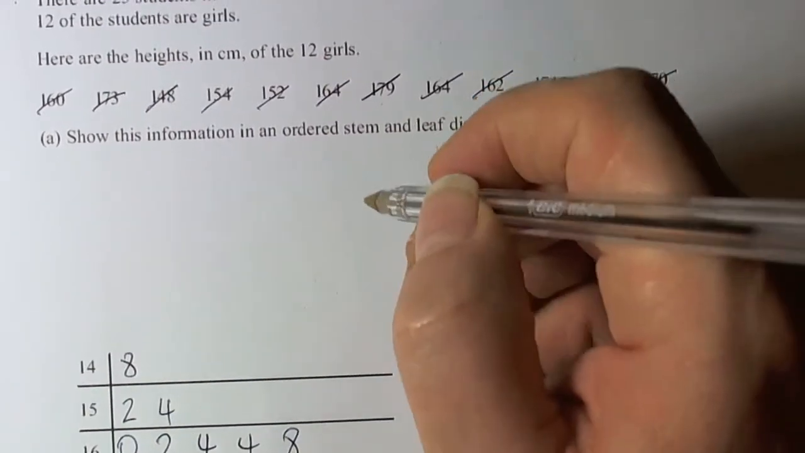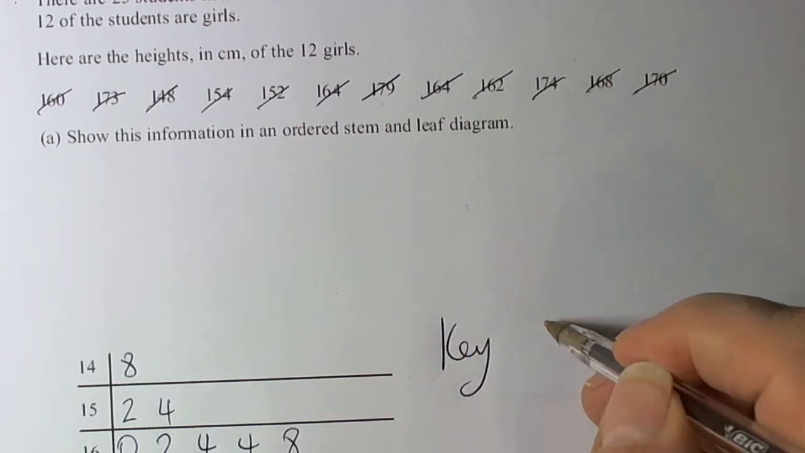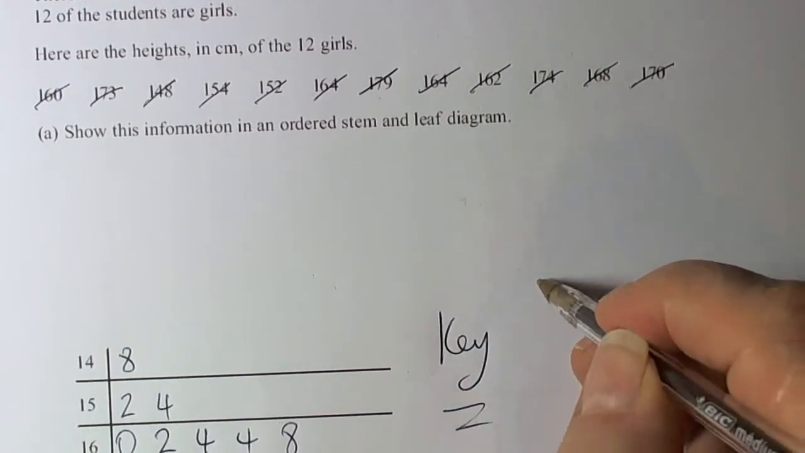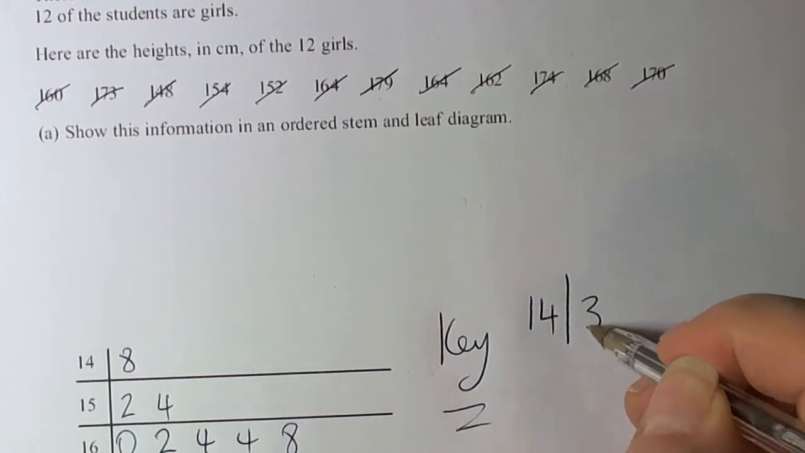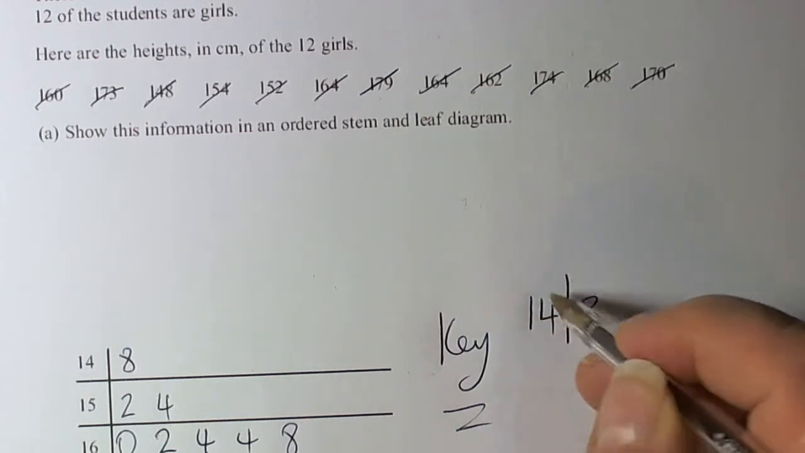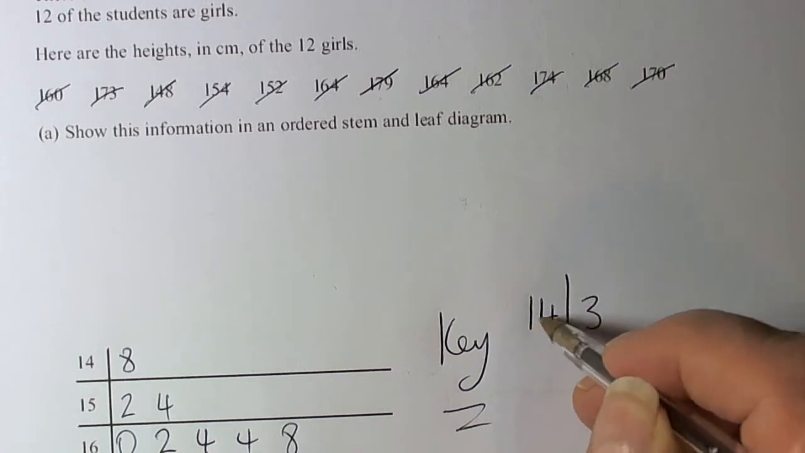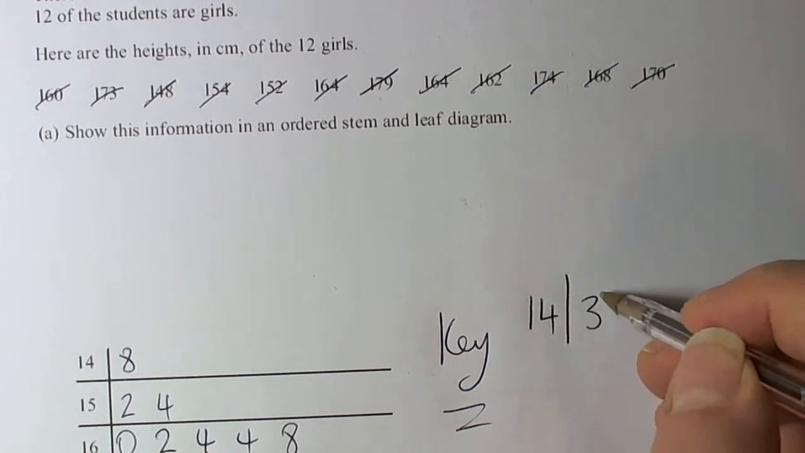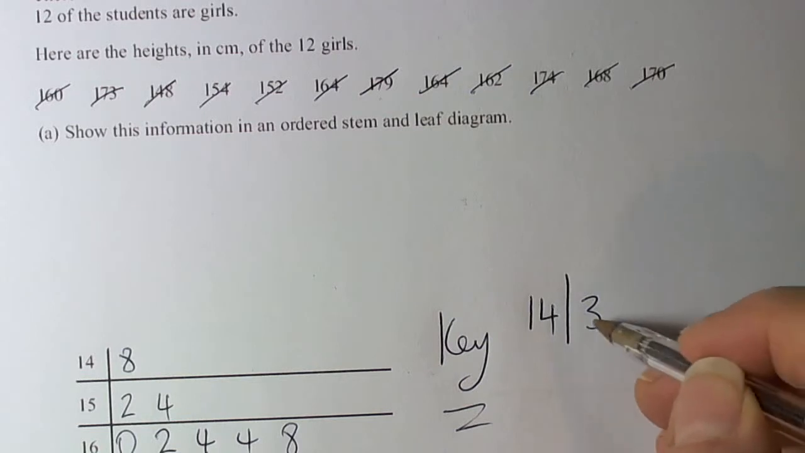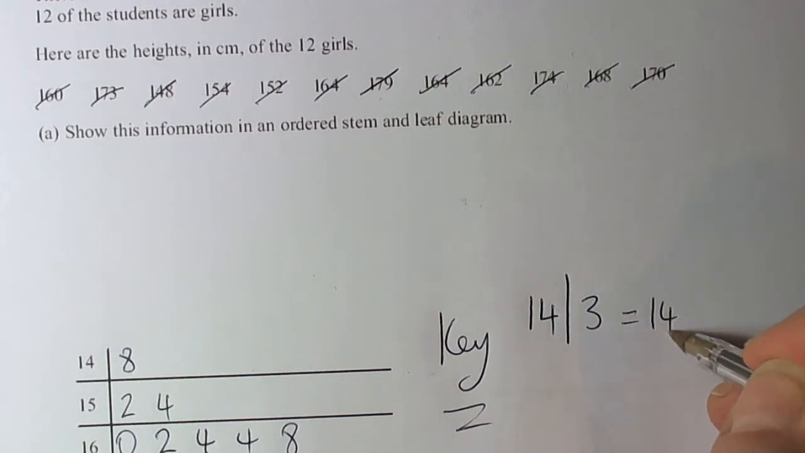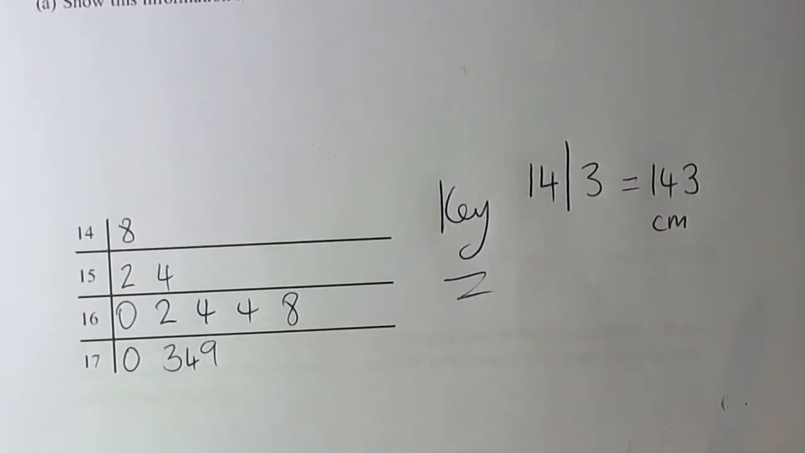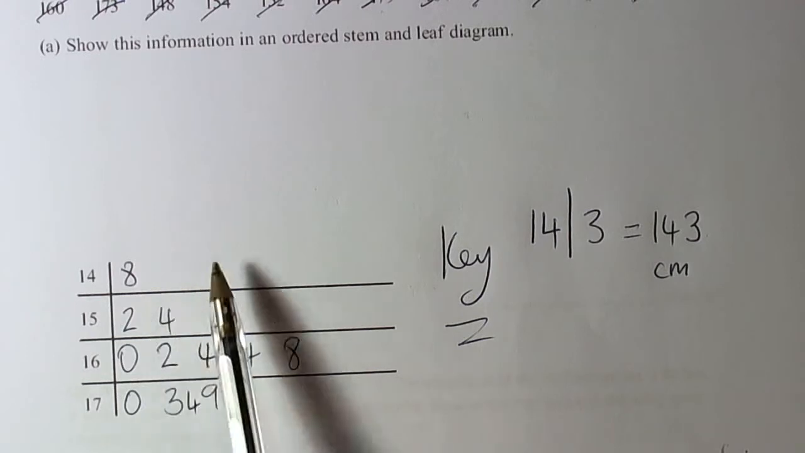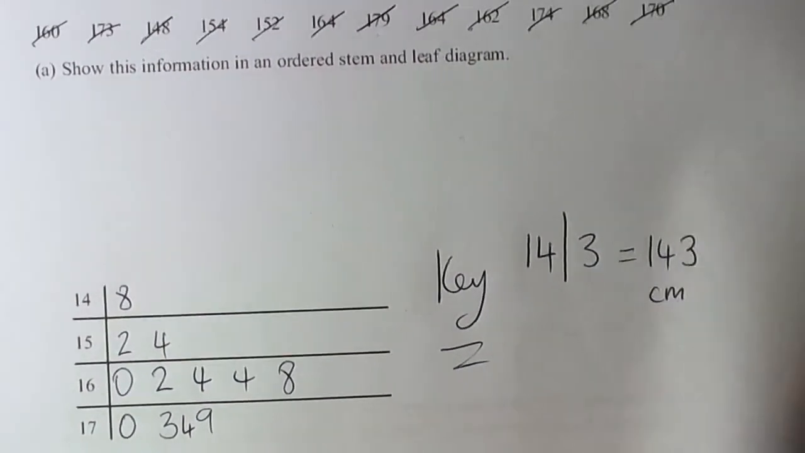Just remember how a stem and leaf diagram works, because that's why we need a key, and it's very important you put the key. The key would be something like 14, 3, and what that tells you is that this side is the tens part, so it's 14 tens, 140, and this part's the unit side. So you would say that this key is telling us that this means 143 centimetres. So that's the stem and leaf diagram in size order, and that would give you the full marks for the question.